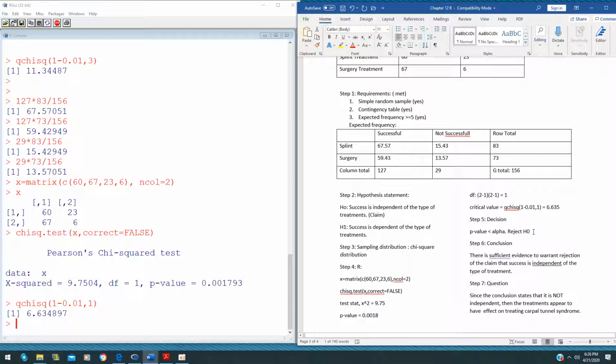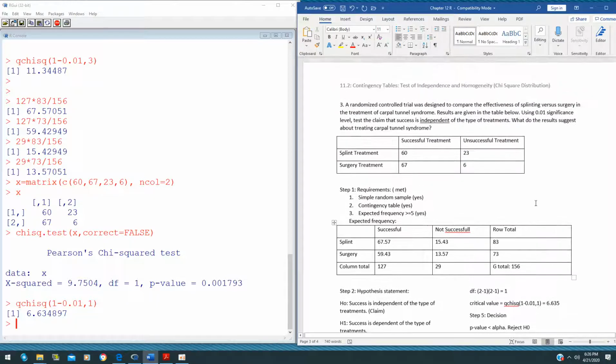Decision: since your p-value is less than alpha, this number is less than 0.01, we will reject your null hypothesis. So when you reject your null hypothesis, there is sufficient evidence to warrant rejection of the claim that the success is independent of the types of treatments they have. So when you write this, it means that you are taking your H1, which means that this is actually dependent.